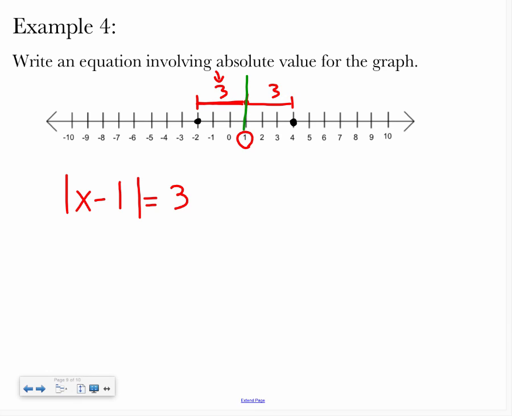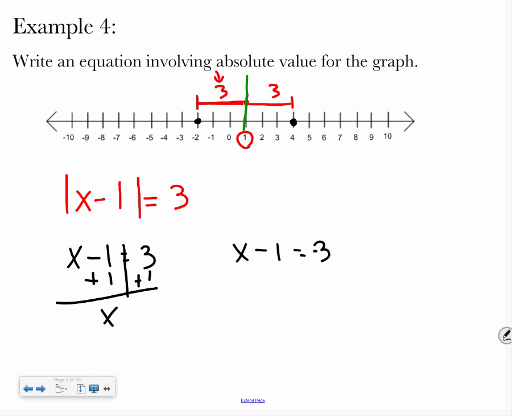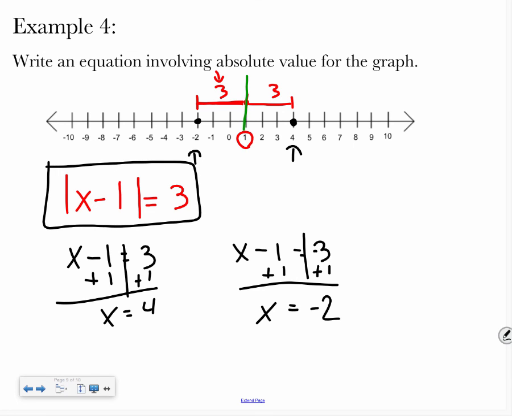And let's quickly try solving it just to make sure. So we'd say x minus 1 equals 3, and x minus 1 equals negative 3. So x minus 1 equals 3, add 1 to both sides. You have x equals 4, or x equals negative 2. Does that check out? We have negative 2 and 4, so I'd say this equation works.